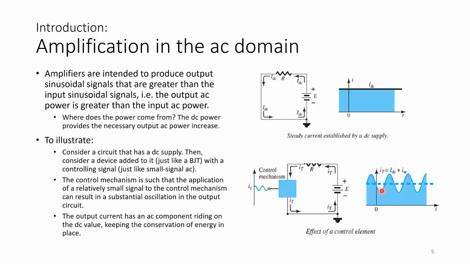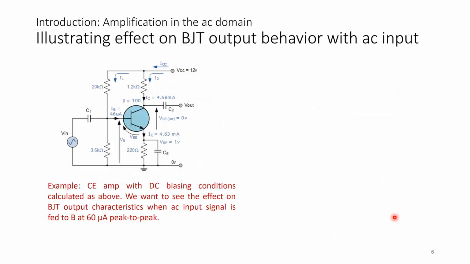So what happens here is that the output current has an AC component riding on the DC value, and it is amplified from the small value here, keeping the conservation of energy in place. So this slide is just to illustrate that point. Another illustration is to show the effect on BJT output behavior, output characteristics, with AC input.